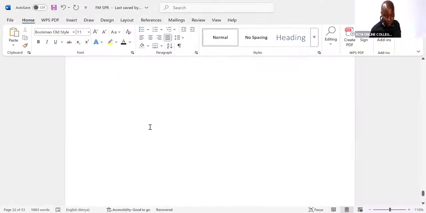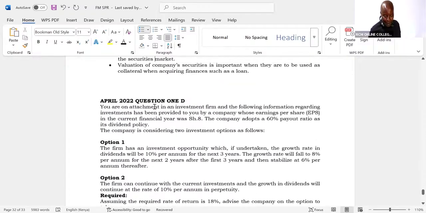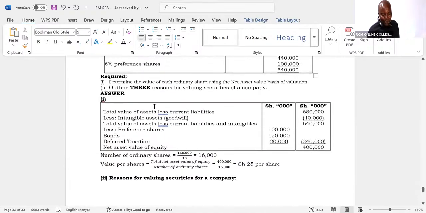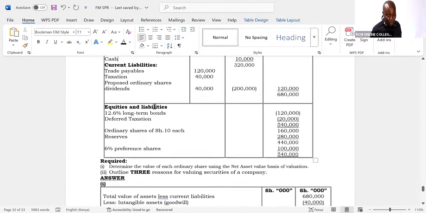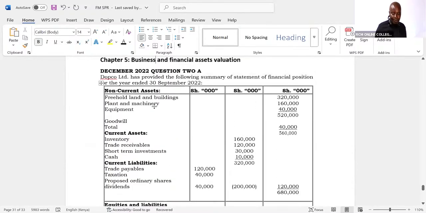So in our last class, we looked at how to value an organization. That's what we did. As a quick way of recapping, I would want us to look at a past paper question. In this sitting, they gave us an evaluation of an organization, and so many students were not able to get anything at all, which was really unfortunate. This was December 2022, question number 2A.